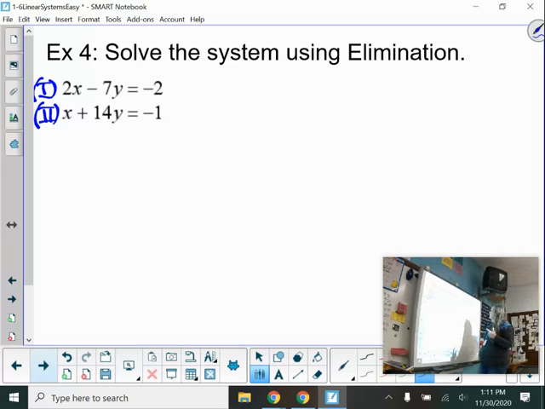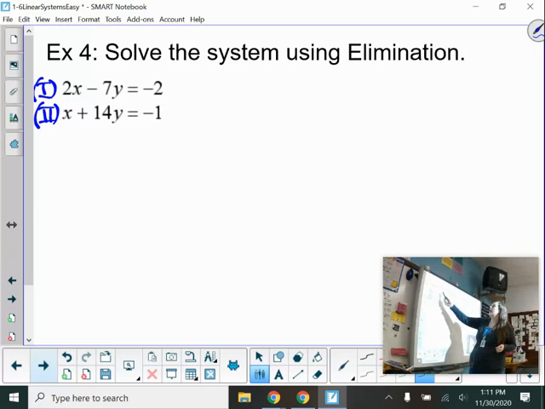You do want to make sure that one of your variables is a negative. So with the y, it's already a negative 7, so I don't have to multiply by a negative to make it a negative. You either want one negative, one positive. You don't want both of them negative, don't want both of them positive.